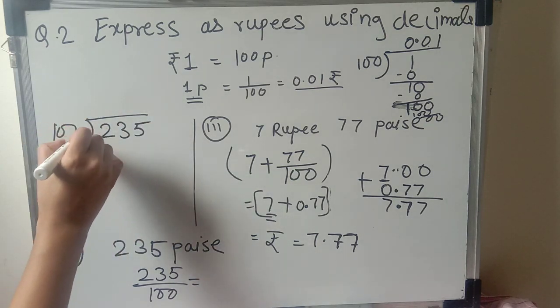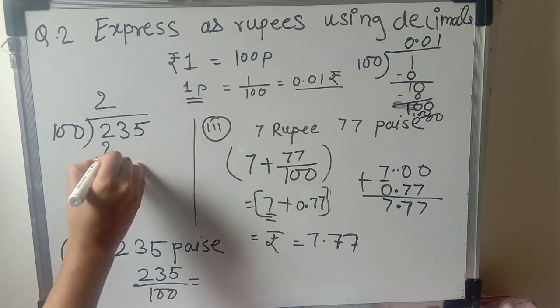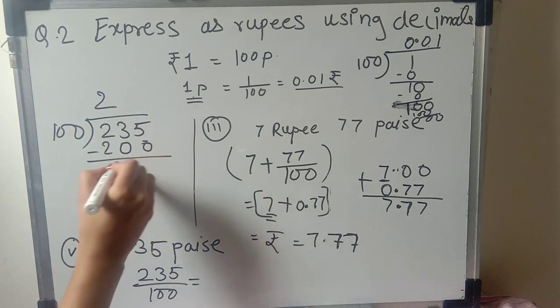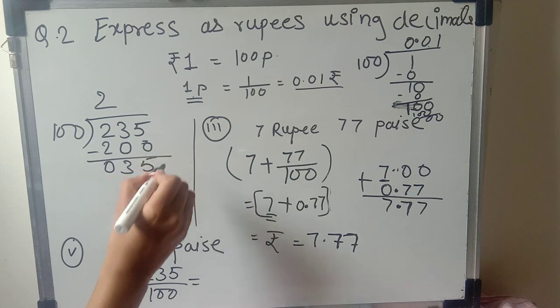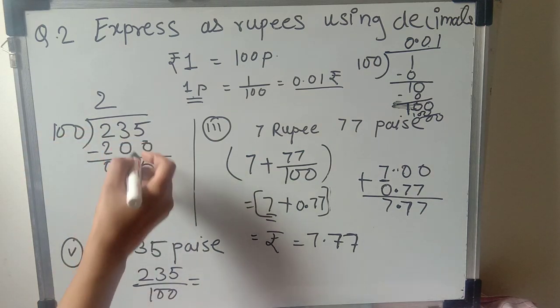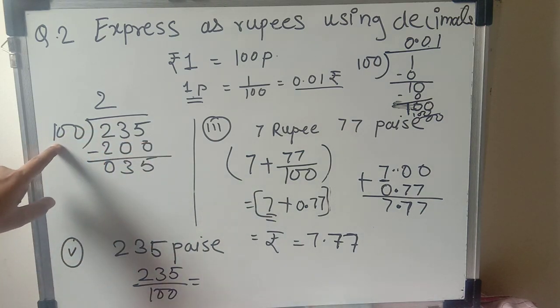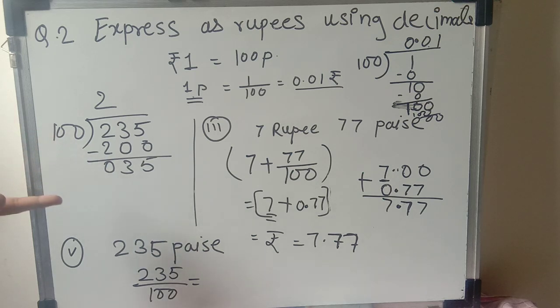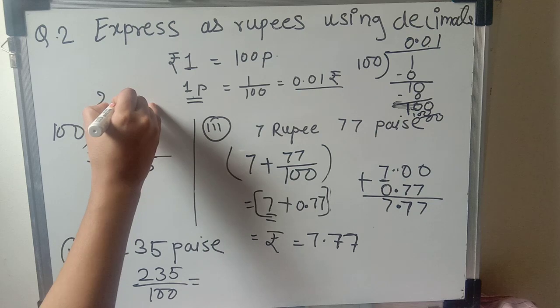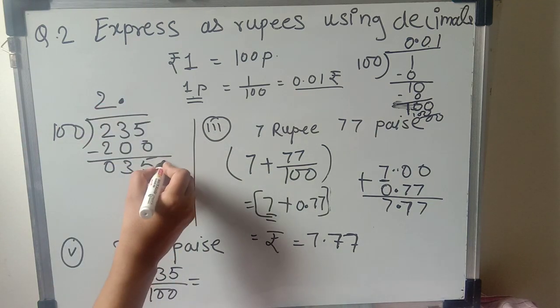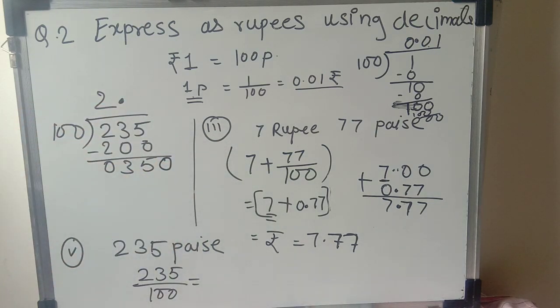235 divided by 100. Okay, 100 twos are 200. Here will come 35. Okay, 2 minus 2 is 0, and 35 again. 35 is less than 100, so what do we have to do? We have to take 0 to divide it, so we have to take the decimal. Okay, decimal, and after the decimal I can take the 0.